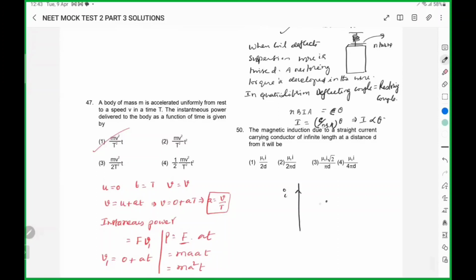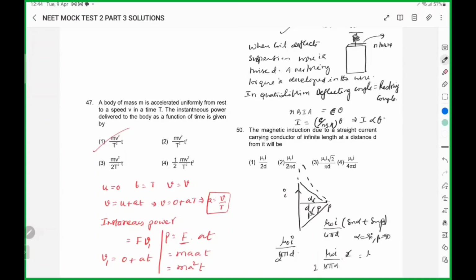Magnetic field due to an infinite wire at a point P here is mu naught I by how much? It's 2 pi D. In fact, if it is a finite wire with angles alpha and beta, the magnetic field at distance D is mu naught I by 4 pi D into sine alpha plus sine beta. If it is an infinite wire, alpha increases to 90 degrees as well as beta to 90 degrees. That is mu naught I by 4 pi D into 2, the answer being mu naught I by 2 pi D.